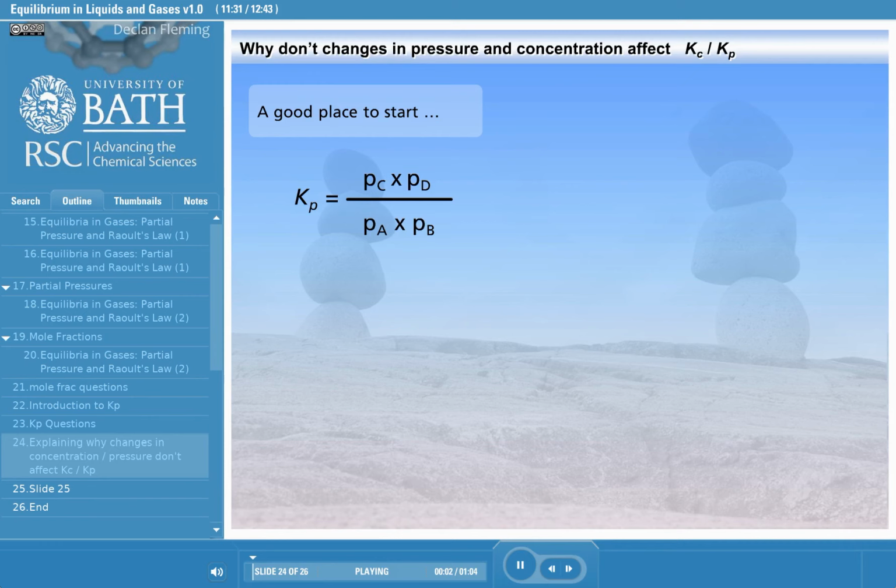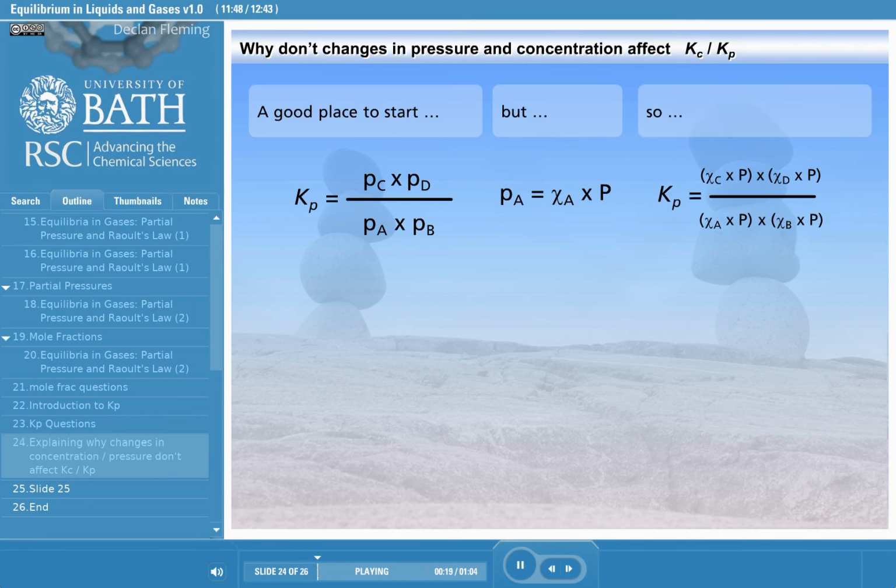A question that often gets asked is, why is it that both Kp and Kc are unaffected by changes in pressure and concentration, even though the position of equilibrium can be affected by these things? If we substitute in Raoult's law, we can write our expression like this. However, big P, the total pressure, appears twice on the top and on the bottom, which allows us to cancel it. So Kp is independent of pressure and depends only on the mole fraction of its components.